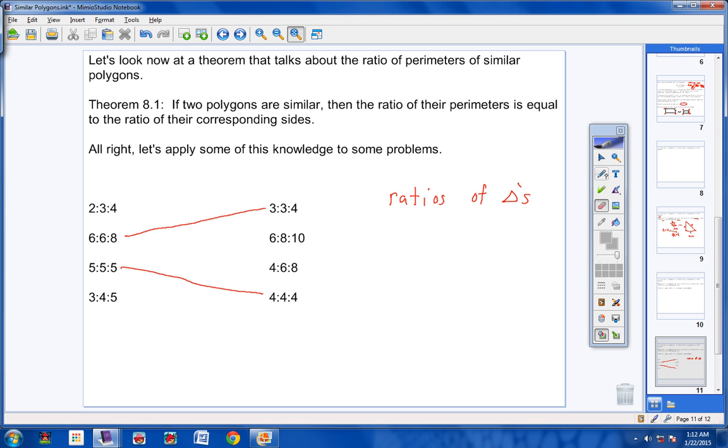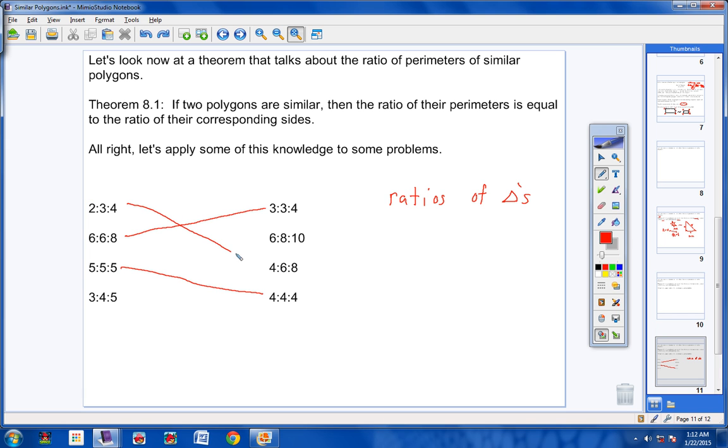Let's take a look at this one here. 2, 3, 4. Now, let's see, there's a 2 here, right? And a 6 here. So that'd be 2 times 3, right? So 2 times 3 is 6. So 3 times 3 would be 9. And look, do we have a 9 here? No, we do not. So that's the wrong one. So let's try this one right here now.